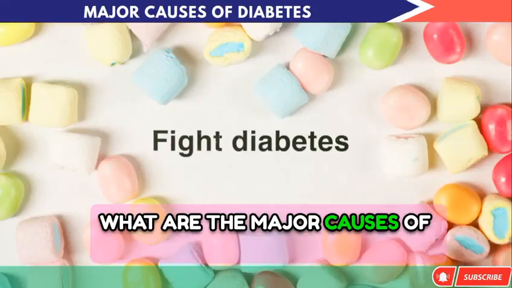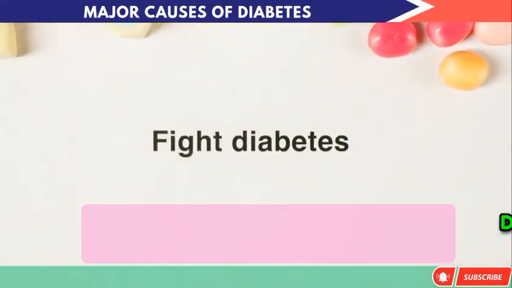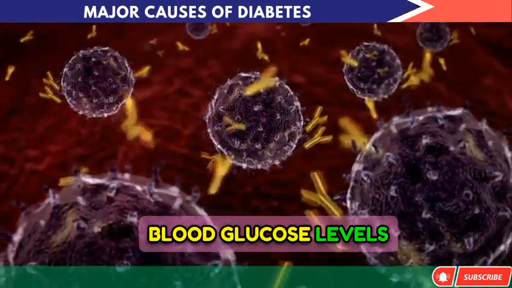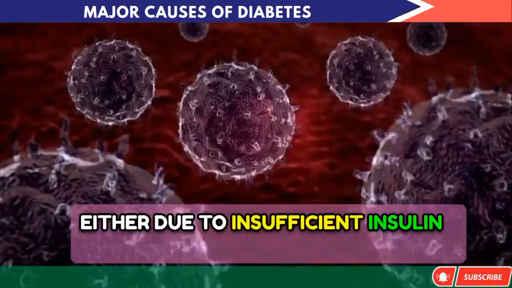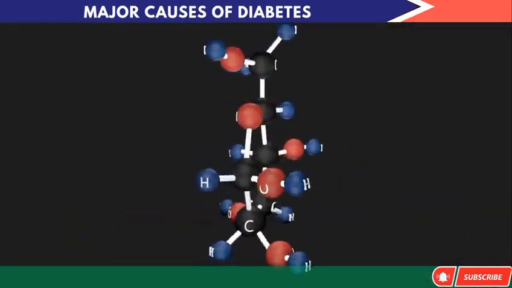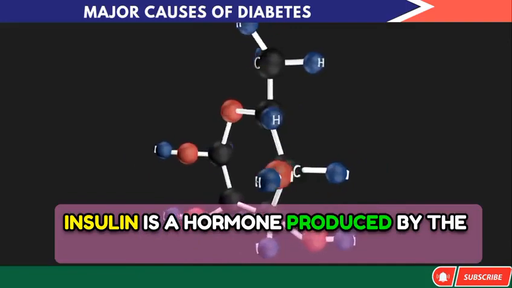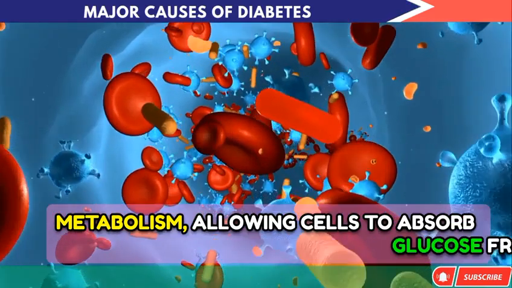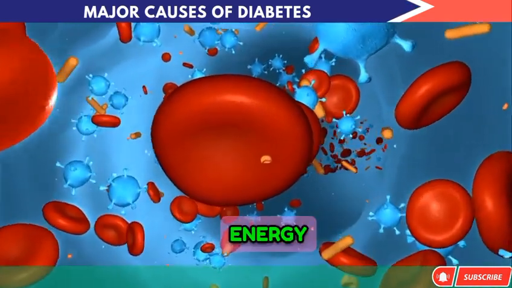What are the major causes of diabetes? Diabetes is a chronic medical condition characterized by high blood glucose levels, either due to insufficient insulin production or the body's inability to effectively use insulin. Insulin is a hormone produced by the pancreas that regulates glucose metabolism, allowing cells to absorb glucose from the blood to use it for energy.